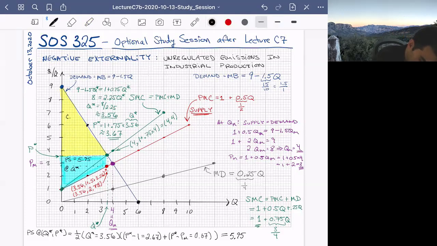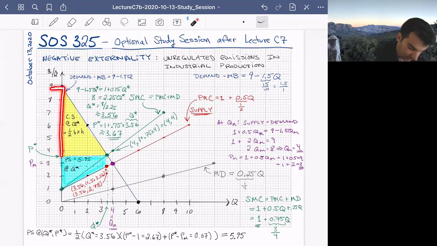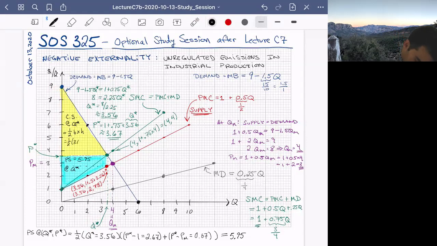And so the consumer surplus at Q star is just going to be equal to 1/2 base times height of this triangle. If I look at this triangle, I'll call this the base. Well, that is just equal to Q star. And the height is equal to 9 minus P star. So that's 1/2 times Q star, which is 3.67, and then that whole thing times 9 minus P star.